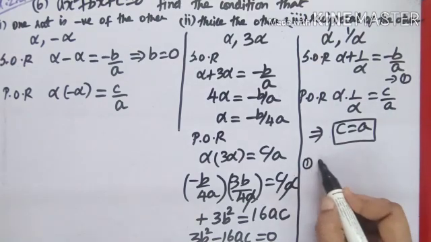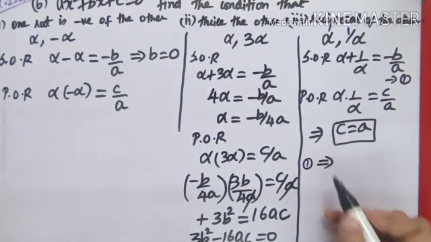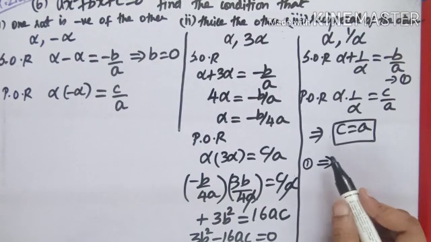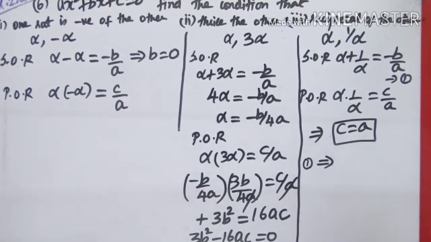First equation implies... but only the condition is asked, so we can stop with this. C is equal to A is the answer.